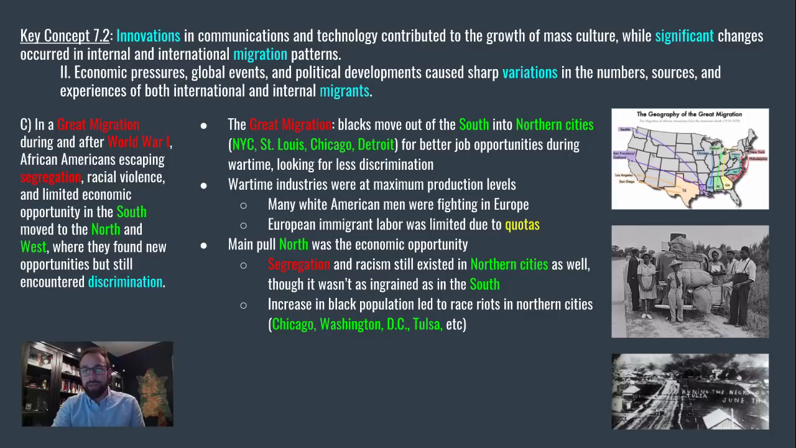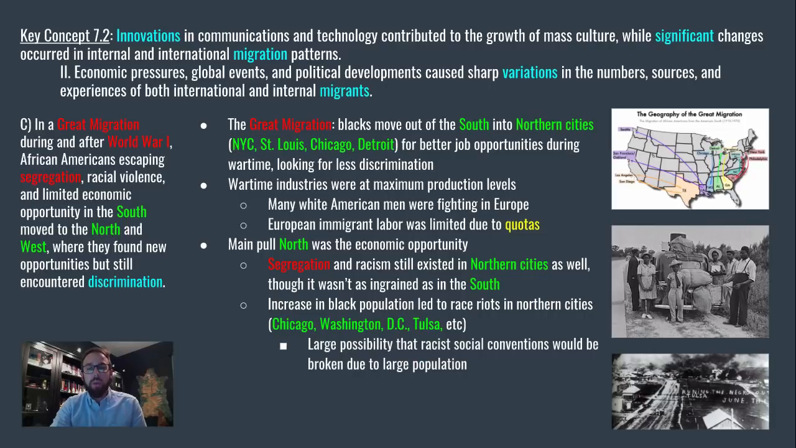Okay? Now, as more black populations are increasing in the North and in the West, this leads to race riots. Okay? These are areas before that did not have large population densities of African Americans. So, with this increase, this new other group, I keep using that term, you should know what that one means, there were race riots in Chicago, Washington, D.C., and Tulsa around the World War I era and into the early 1920s.